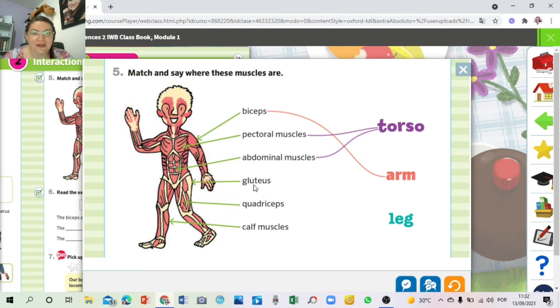Gluteus. What do you think? Arm or leg? What do you think? Yes, ok? Leg. And quadriceps. Quadriceps? Yes, leg. Great. And calf muscles. Calf muscles. Yes, leg. Great. Okay, this is exercise number 5. Now, let's go to exercise number 6.